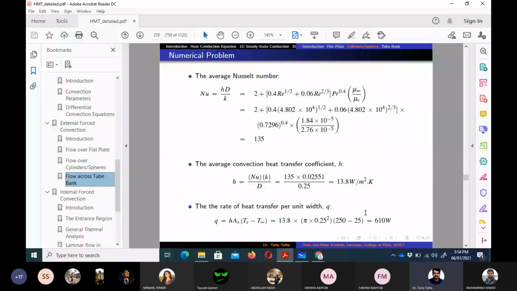Because the initial temperature was 300 and final was 200, the mean temperature would be 250. So we get that rate of heat transfer per unit width, but it shouldn't be per unit width. It should just be the rate of heat transfer, and I would correct it.